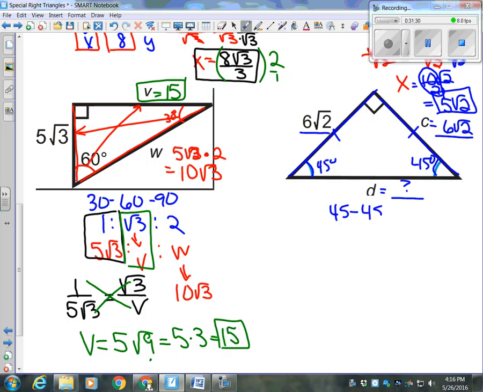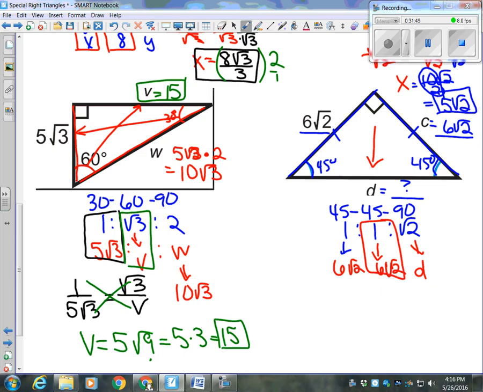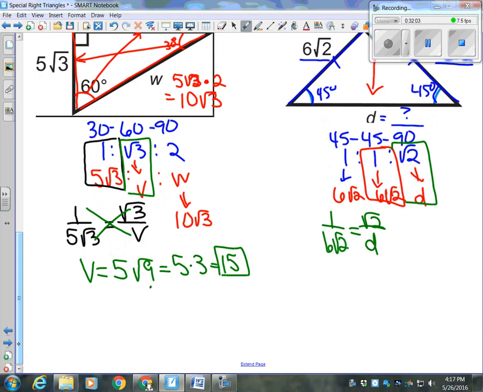Okay, I'm going to resort to my 45, 45, 90 because that's my strategy. 1 to 1 to square root of 2. All right, and I know these are in proportion of 6 square root of 2 to 6 square root of 2. Oh, excuse me. And then across from the 90 is where letter D is located. So I have a known ratio, and then I have one that I'm trying to find. So I can set these two equal to each other. So 1 is to 6 square root of 2 in the same way that square root of 2 is to D. And what happens is cross multiply.